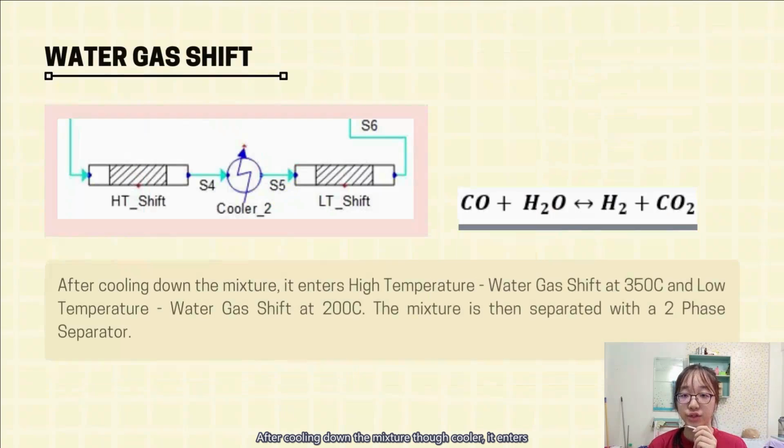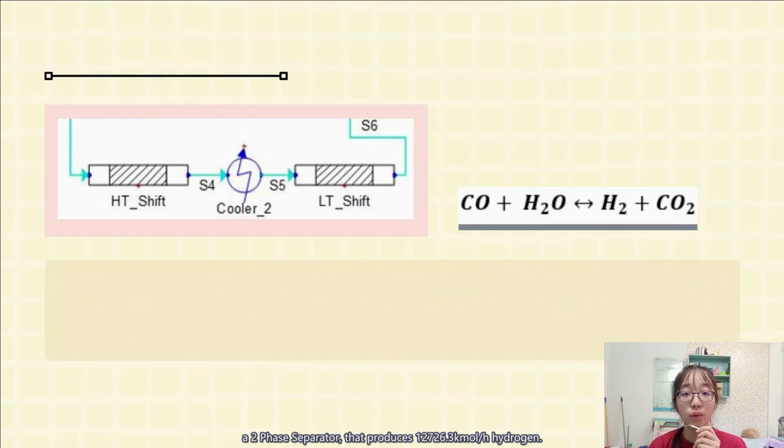Endothermic reaction occurs in which methane is mixed with steam to produce hydrogen and carbon monoxide with heat absorbed. After cooling down the mixture through cooler, it enters high temperature water gas shift at 350 degrees Celsius and low temperature water gas shift at 200 degrees Celsius. Exothermic reaction occurs in which carbon monoxide mixes with steam to produce hydrogen and carbon dioxide with heat release. The mixture is then separated with a two-phase separator that produces 12726.3 kmol per hour hydrogen.